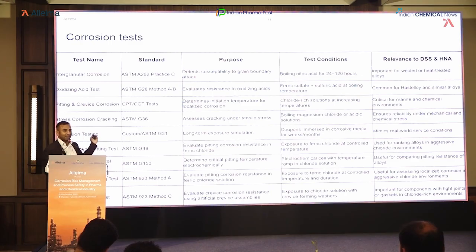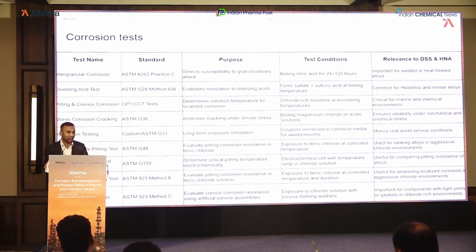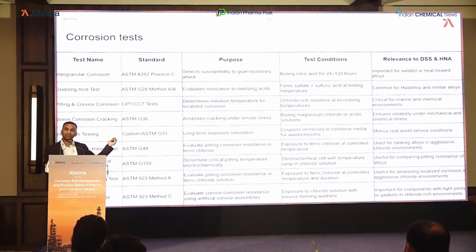So these are different corrosion tests. I don't want to read it actually. There are different tests for different materials. Intergranular corrosion is for austenitic stainless steels, and then ASTM A923 method A and method C are for super duplex stainless steels, and then comes your CPT and CCT for both austenitic materials as well as duplex family materials.